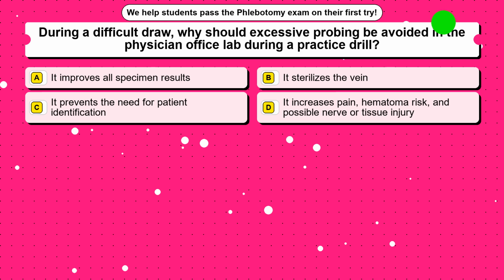Question 32. During a difficult draw, why should excessive probing be avoided in the physician office lab during a practice drill? Option A. It improves all specimen results. Option B. It sterilizes the vein. Option C. It prevents the need for patient identification. Option D. It increases pain, hematoma risk, and possible nerve or tissue injury.